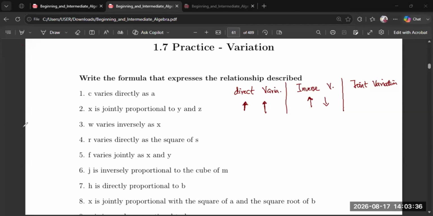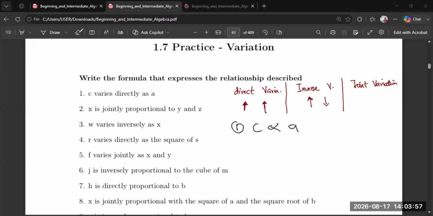All right. So for question 1, I'll just solve that. It is saying C varies directly as A. So this is a direct variation question. C varies directly as A. This is the way of putting that statement.